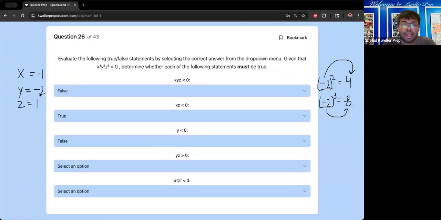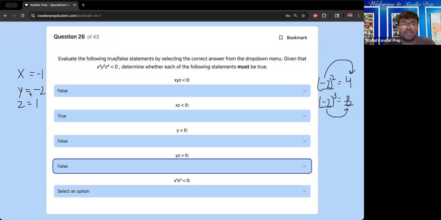Y is greater than 0, y times z is greater than 0. This is also false, right? In this case, it's false. Y times z, -2 times 1 is -2. That's not greater than 0.